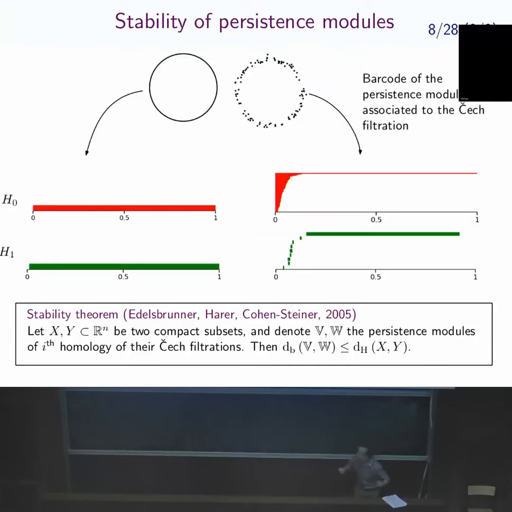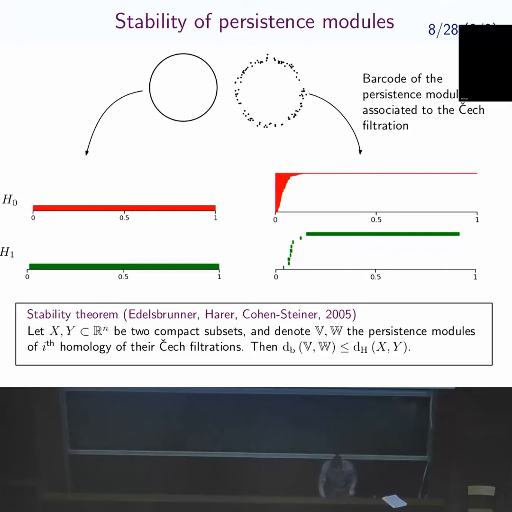An image? If I have a circle and I consider the Čech filtration, I would obtain these barcodes. Now, if I have only this point cloud, the same construction will give me these barcodes that are close to the initial ones in bottleneck distance. So this is really important in practice, because it means that even if we do not have access to the whole shape, we are still able to obtain homological information from a point cloud.